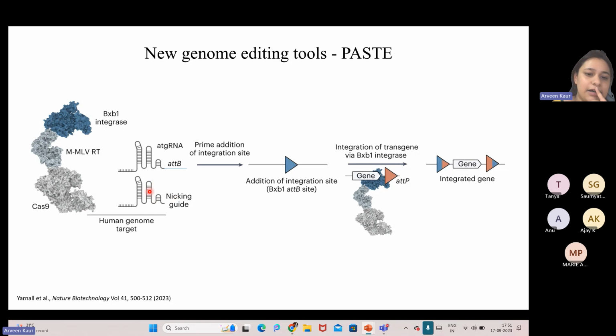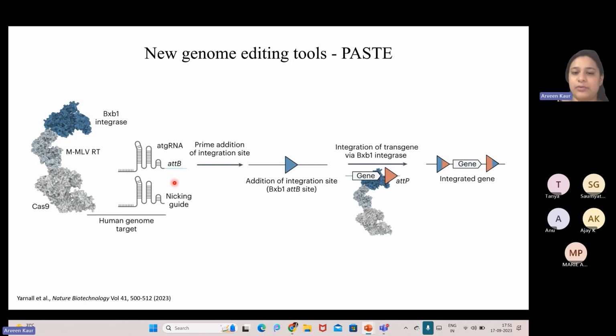Apart from this, there is a nicking guide that is present and another guide that is present which has a guide RNA and an ATT-B site. Now this ATT-B site is an attachment B site, right? So what they have done is that first in this particular human genome target through Cas9, they have basically introduced the addition of an integration site. Right, so the integration site, that is the ATT-B site, has been introduced over here. That is this particular tool. So this they have just done by a normal CRISPR mechanism.